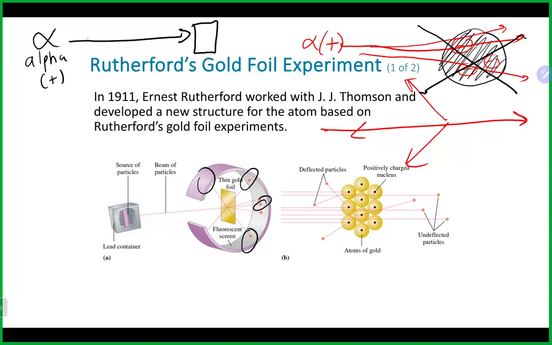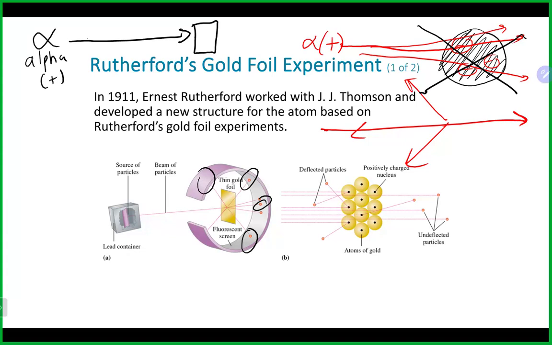So let's think about it. If I were to throw my pen that way with nothing in front of me, my pen is just going to go straight, basically, right? And that's what they figured out. They figured out that pretty much all those alpha particles just went straight through, no problem. They hit nothing. Nothing got in their way, right? So they had no problem going straight through empty space.